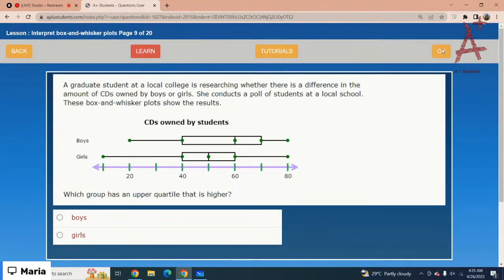A graduate student at a local college is researching whether there is a difference in the number of CDs owned by boys and girls. She polls students at a local school. These box and whisker plots show the result. Which group has an upper quartile that is higher? Boys has the higher upper quartile.